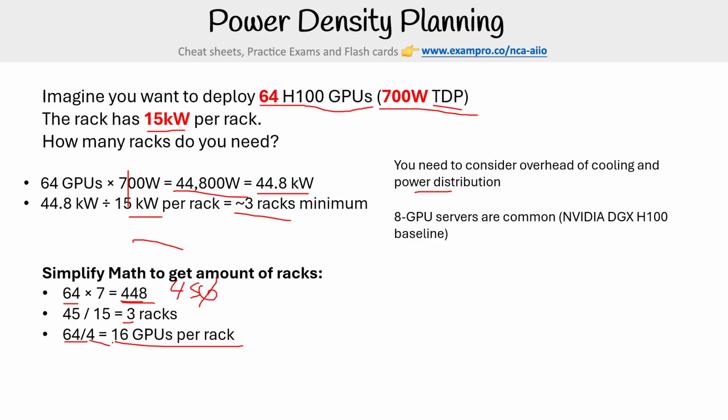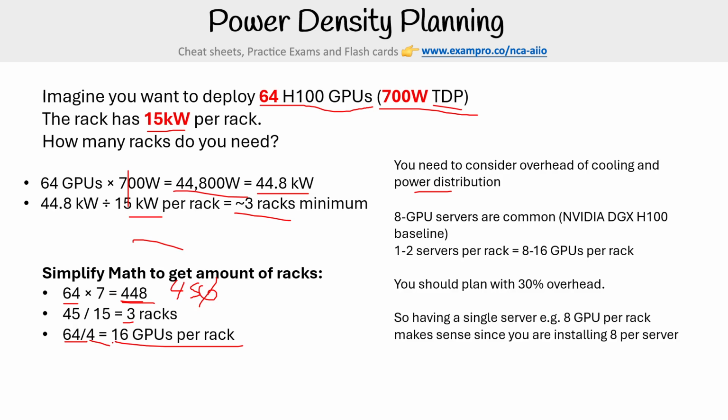So 8 GPU servers are common for the DGX H100 baseline. When we looked at it, remember it depends on whether it's SXM or the NVLink version. I always forget the initialism for that one, but remember it said between 4 and 8 GPUs for SXM, and for the NVLink one, it says between 1 and 8, right? So let's err on the higher side. We'll say 8 because that's generally what people want. And so here we have 1 to 2 servers per rack, so 8 to 16 GPUs per rack.